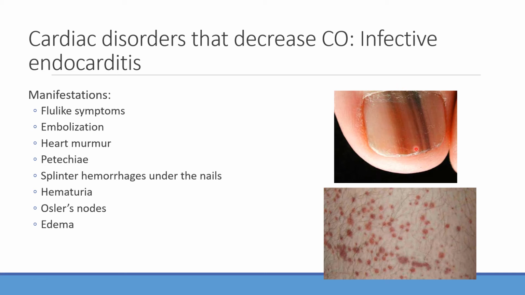Splinter hemorrhages are another idea, and so these are going to be just damage to the cuticle over here, or beyond the cuticle. So anytime you have red streaks that are going up into the nail bed, that is an indication. Hematuria, again, is blood in the urine.